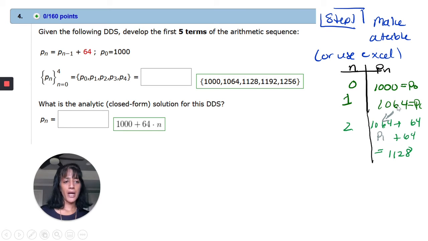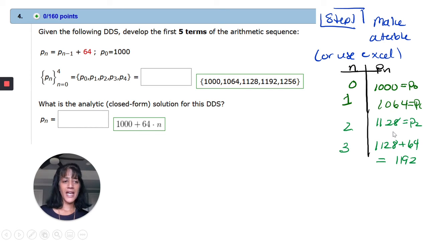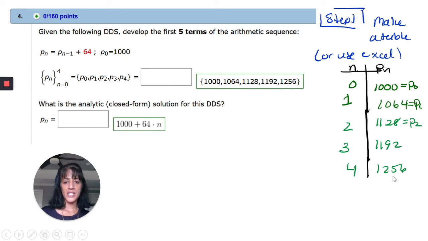P sub 2, well, the 1,064 is the previous, so it goes down and I add 64. 1,128. You don't really need a table for this. I'm showing this drawn out. So then we do it again. 1,128 plus 64 gives you 1,192. Look at that. All of their answers are right because they got the same thing I got. And then do it again. I'm going to take 1,192 and add 64 to give me 1,256.